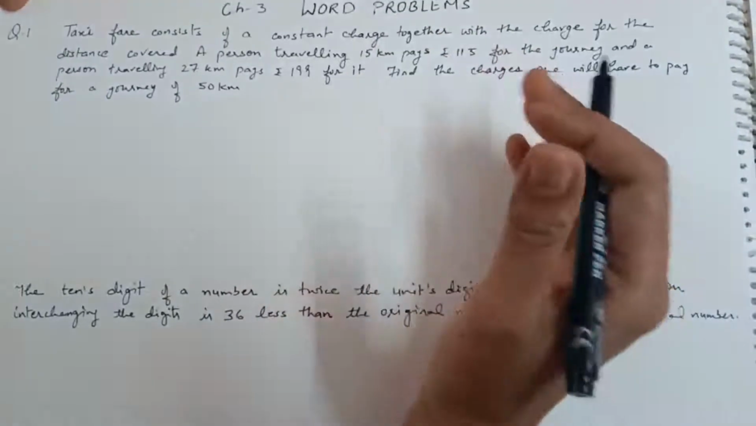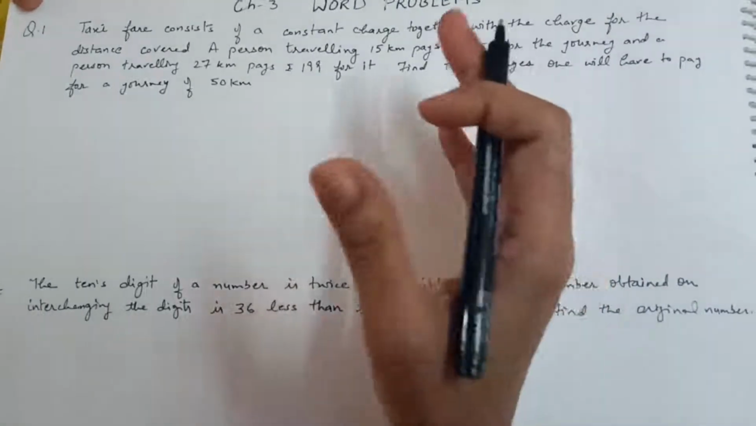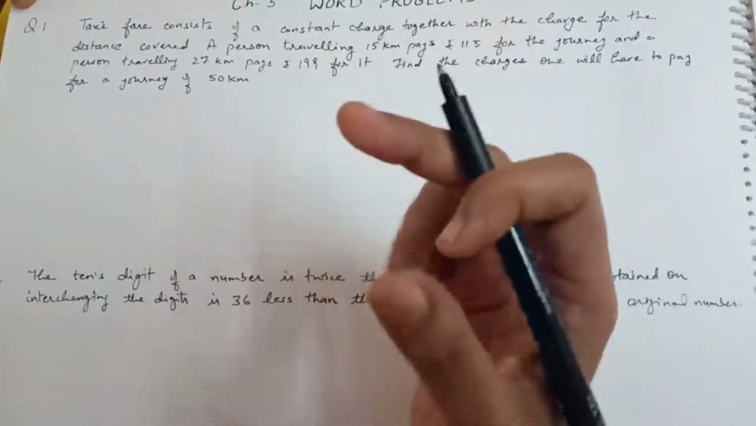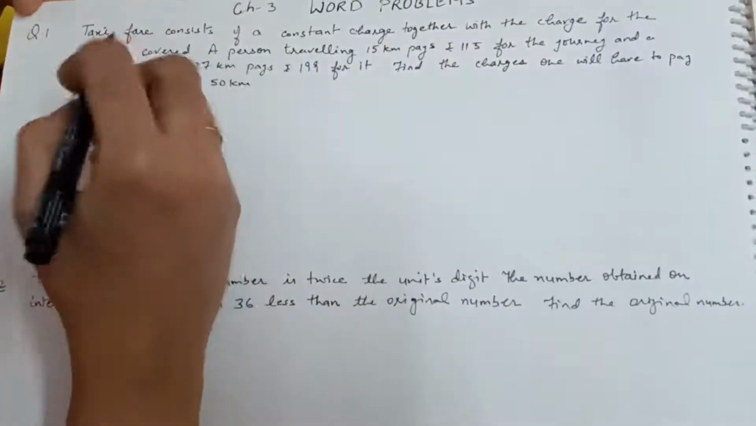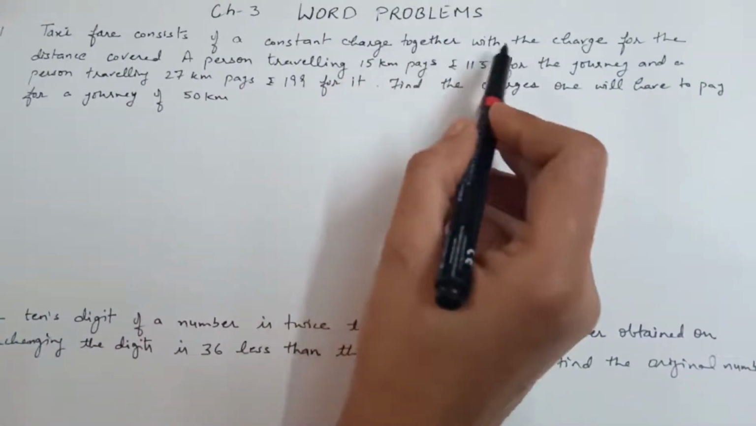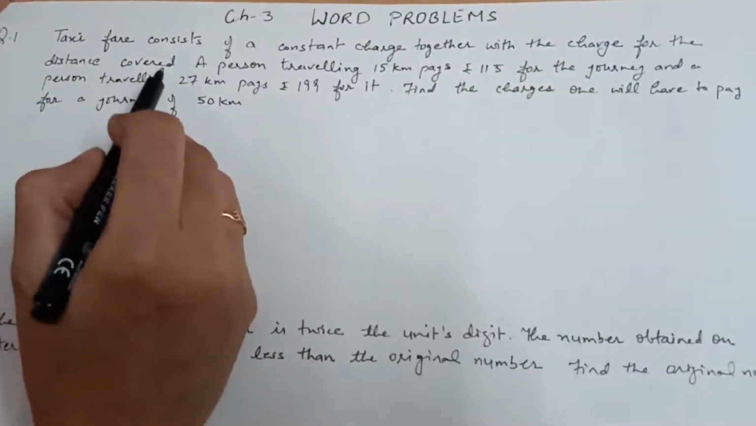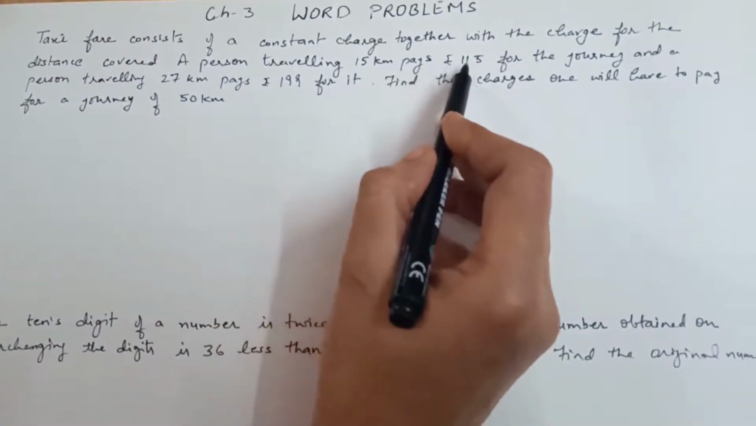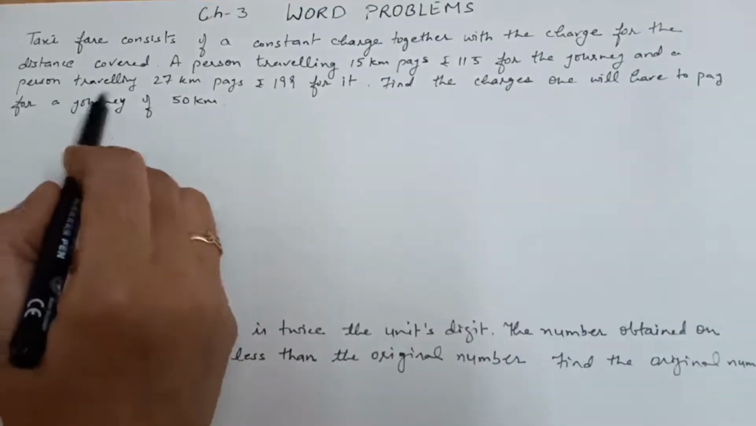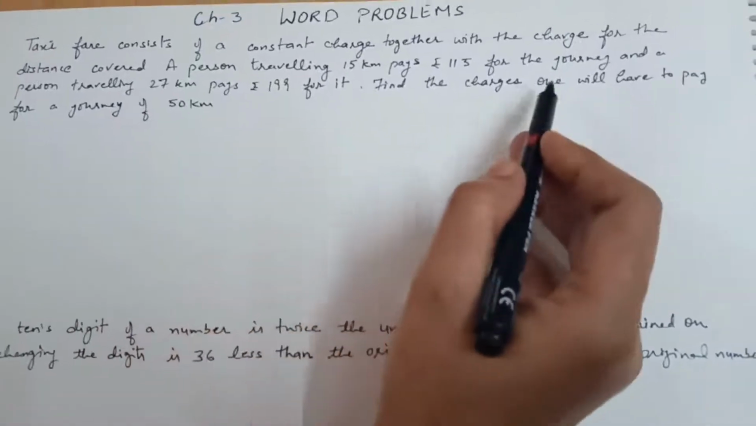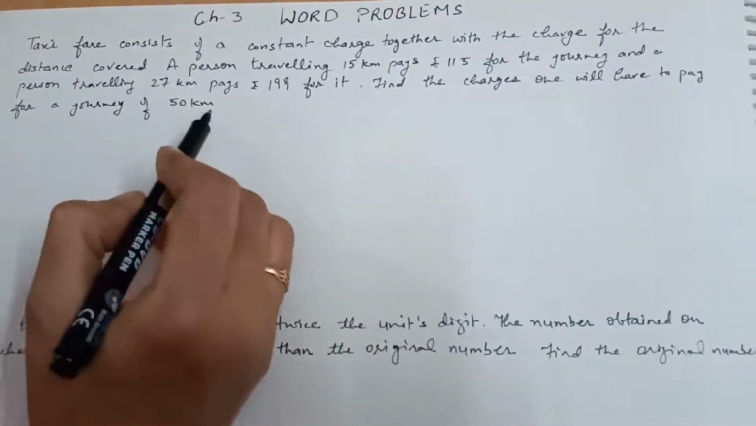So here are some word problems. First is this, which are commonly asked in CBSE board exam. Any problem can come, but you will get the idea how you are going to frame the equation. So first problem is, a taxi fare consists of a constant charge together with the charge for the distance covered. A person traveling 15 km pays rupees 115 for the journey, and a person traveling 27 km pays rupees 199 for it. Find the charges one will have to pay for a journey of 50 km.